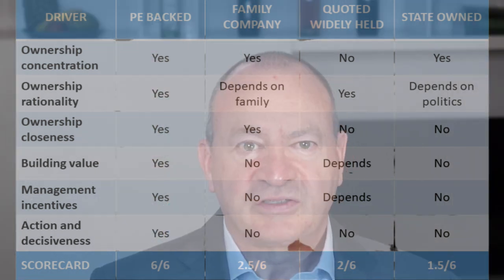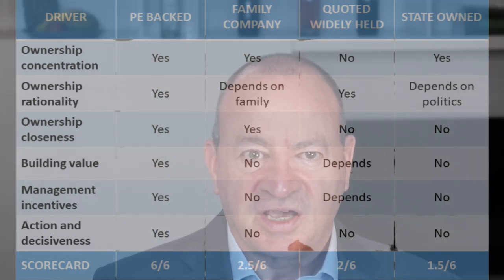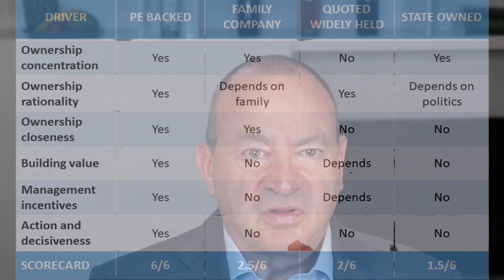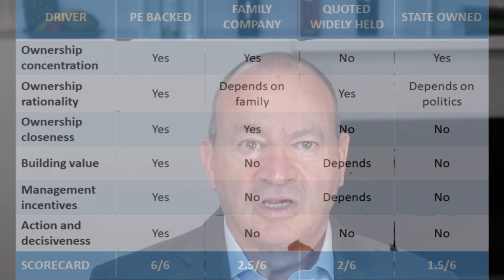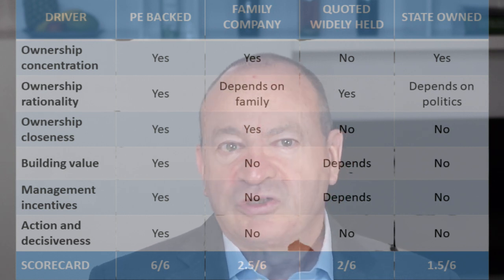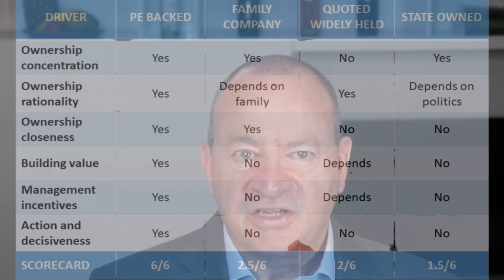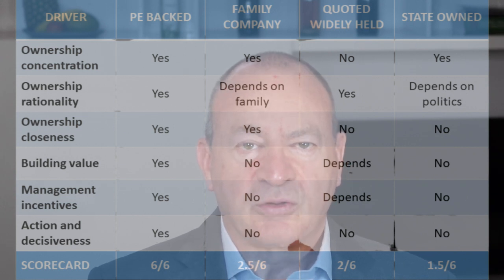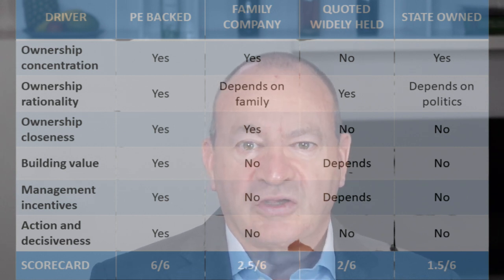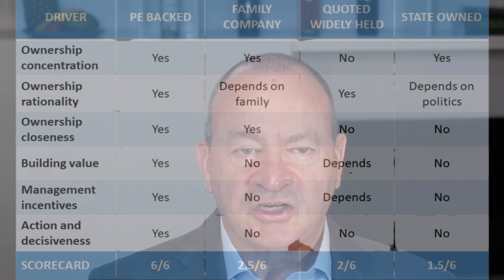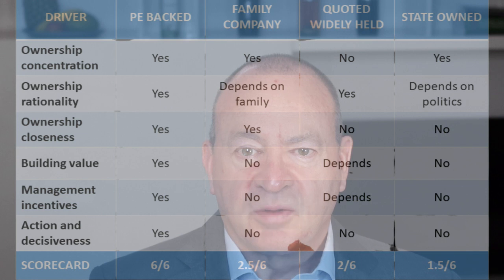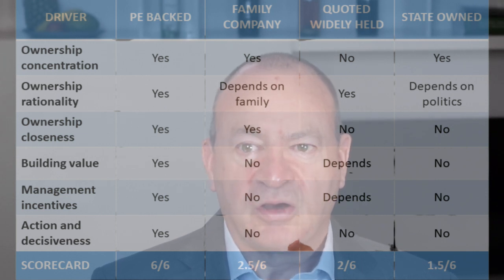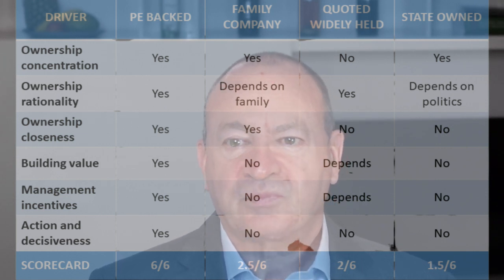Building value. Private equity company, yes, the fund manager needs to have his exit. Family company, no. Their management tends to be for lifestyle or to leave it to the next generation. So that's not a priority. A quoted, widely held company, much less so. The price will go up and down with the economic cycle, and that's something beyond the control of the management. So building value, it's yes and no. State-owned company, no, it's not about building value. It's about holding the company in their portfolio.